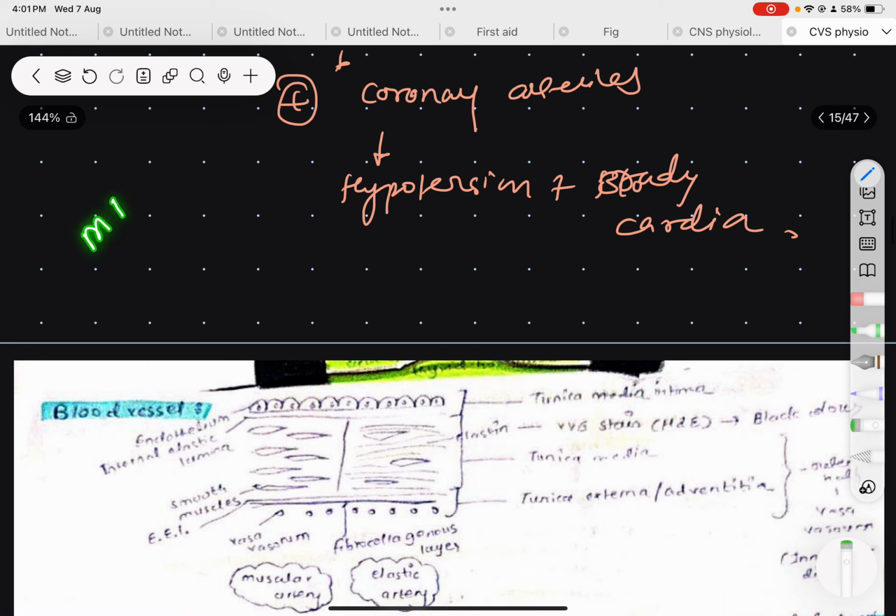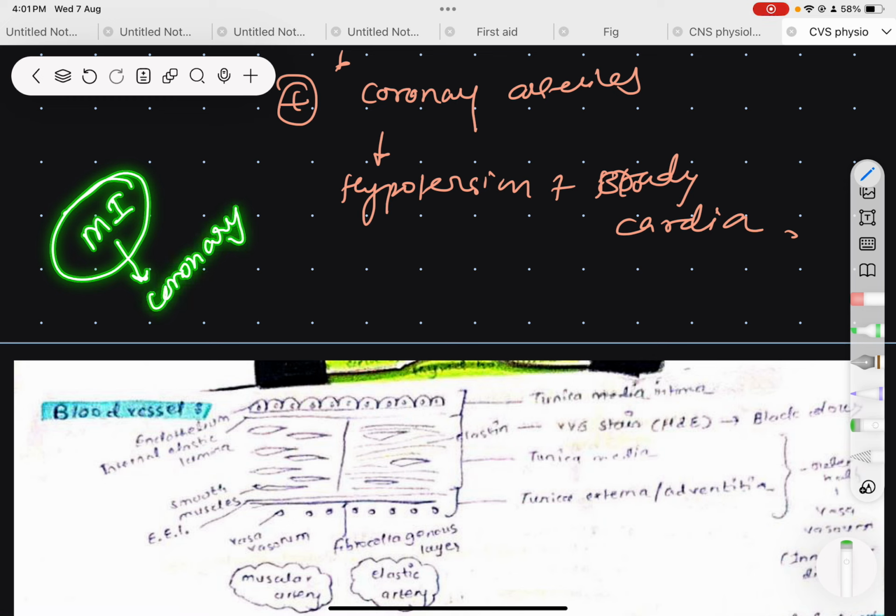Now in a patient of MI, what will happen? This accumulation of toxic metabolites will increase the coronary chemoreflex, and that's why this hypotension and bradycardia will happen.